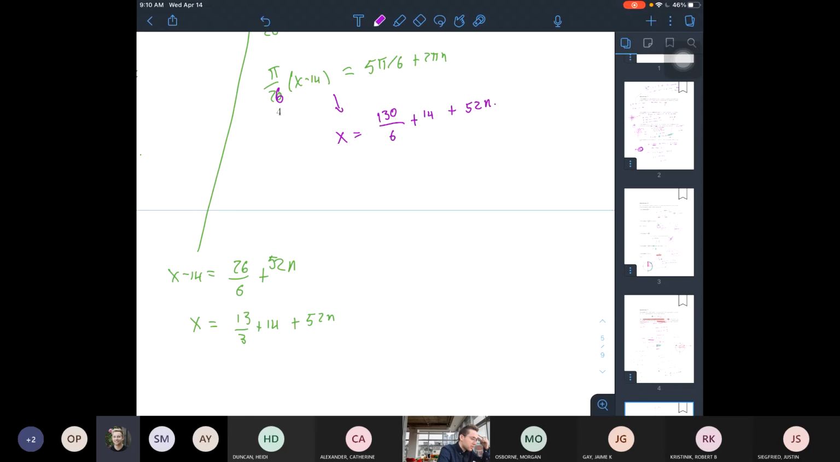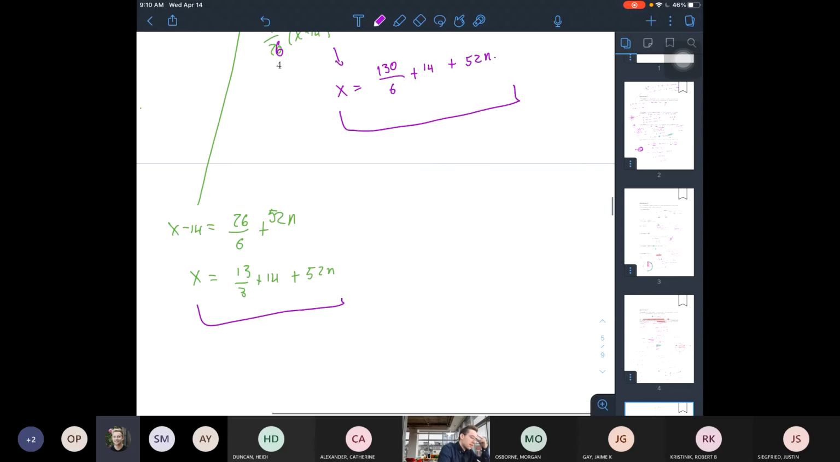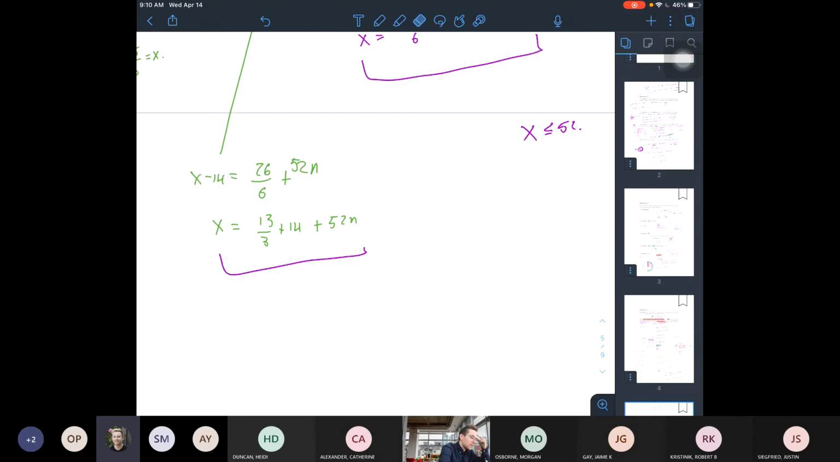Okay, and what we need to do now is consider all the values of n which we can plug into either of these equations and get something which satisfies the criterion x is less than or equal to 52. For the first equation, the only thing we can plug in for n is 0, because if we add 52 to a positive number, then x is going to be larger than 52. So n equals 0 is the only one which satisfies the case, and we get our previous one, which was 55/3.